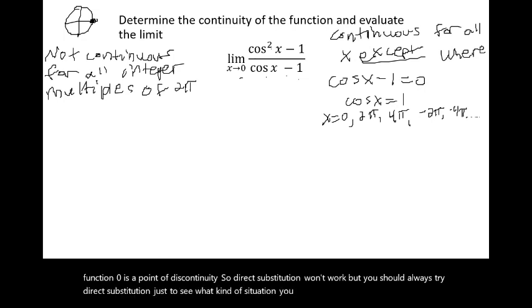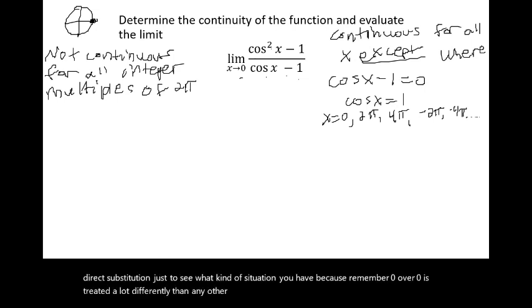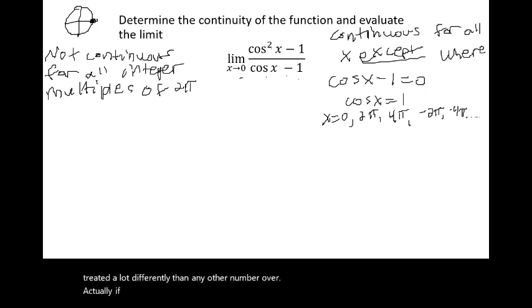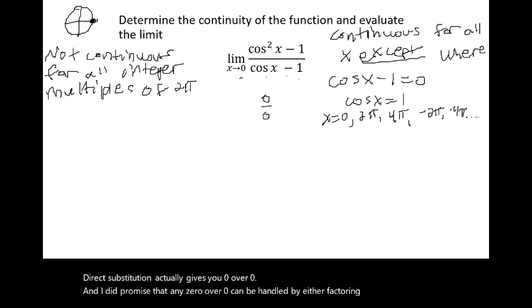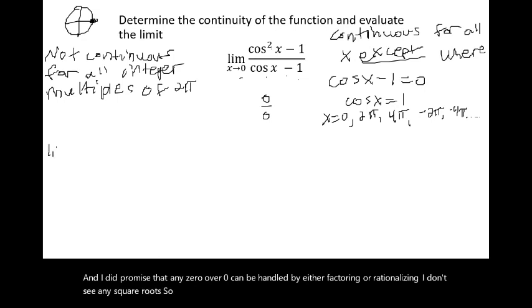Because remember, 0 over 0 is treated a lot differently than any other number over 0. Actually, direct substitution gives you 0 over 0. And I did promise that any 0 over 0 can be handled by either factoring or rationalizing. I don't see any square roots, so I'm going to try factoring.